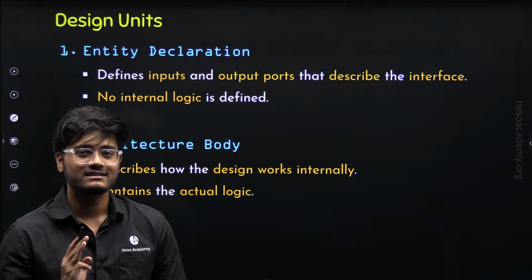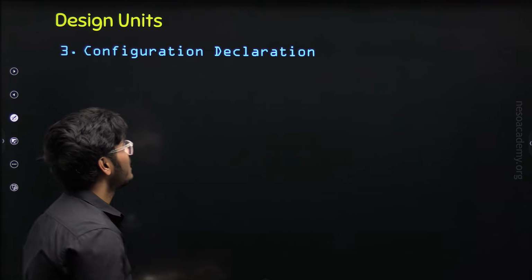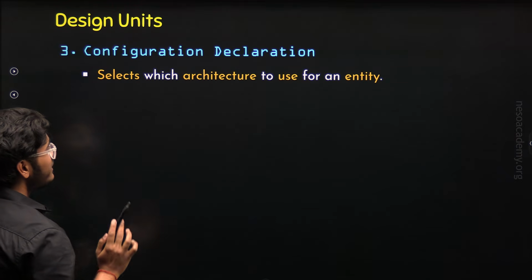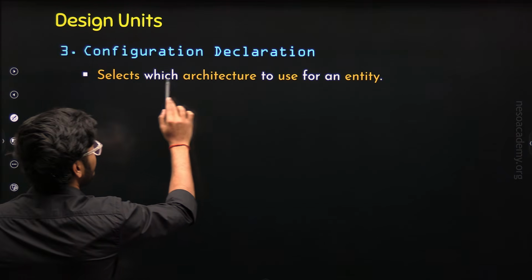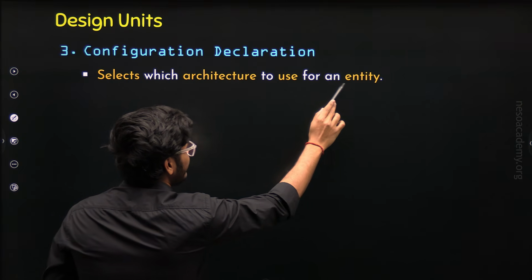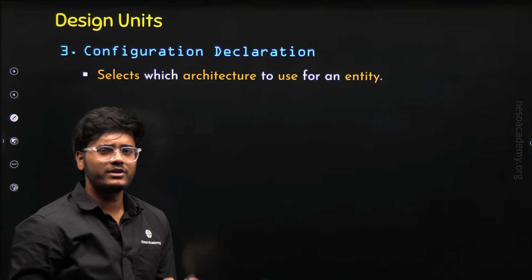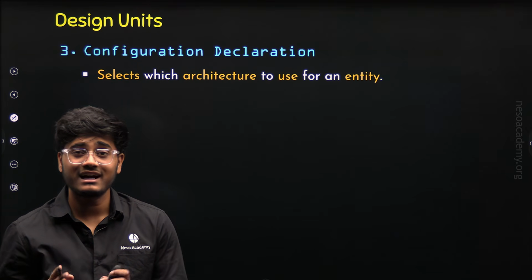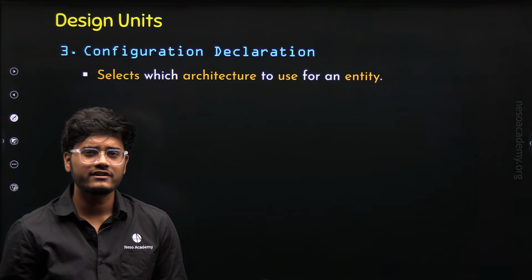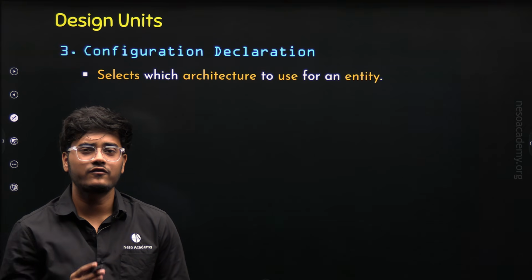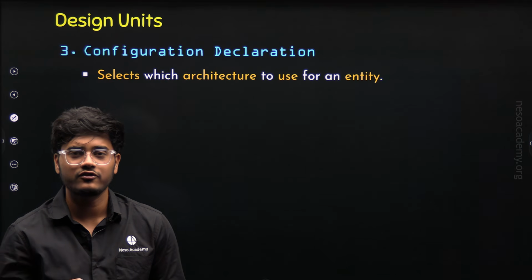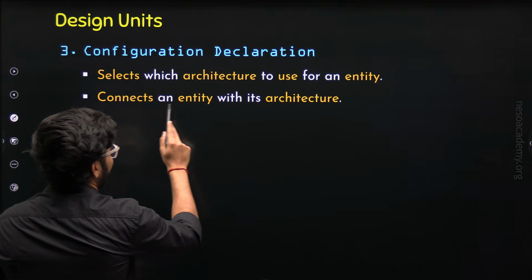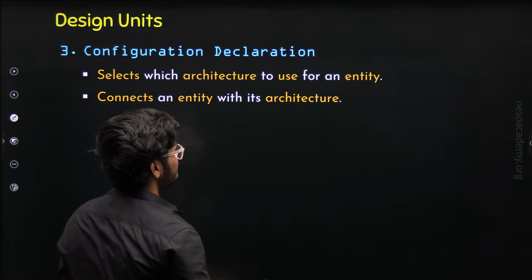Now, let's see the third design unit, which is configuration declaration. So, configuration declaration selects which architecture to use for an entity. In the previous lectures, we have seen that one entity can have multiple architectures. So, configuration is used to select which architecture will be used for an entity. Overall, configuration connects an entity with its architecture.